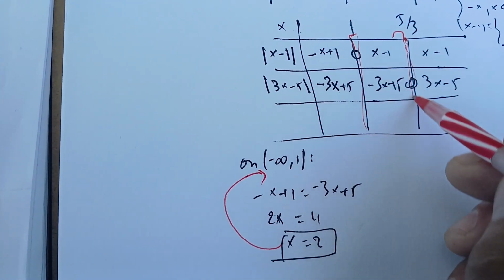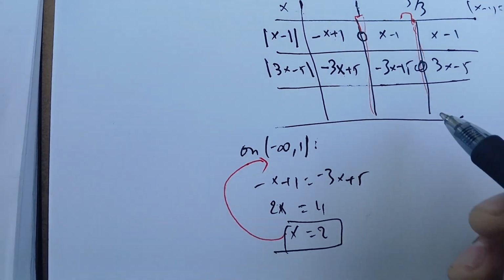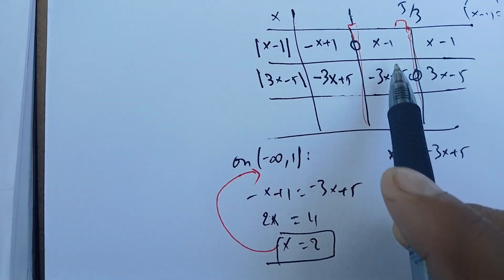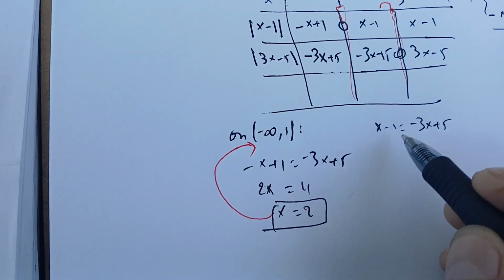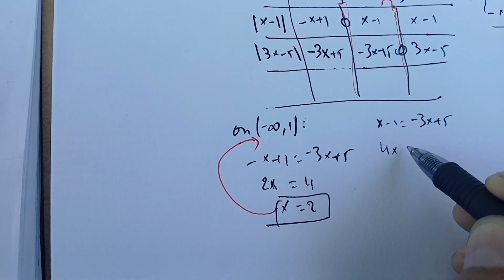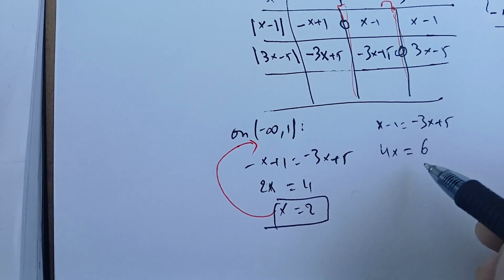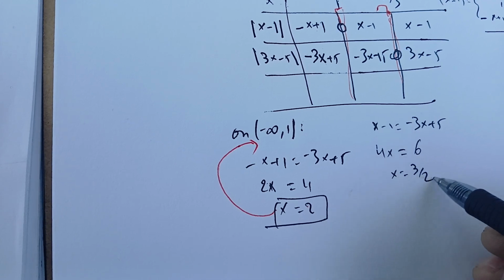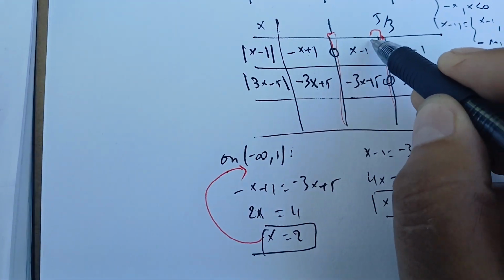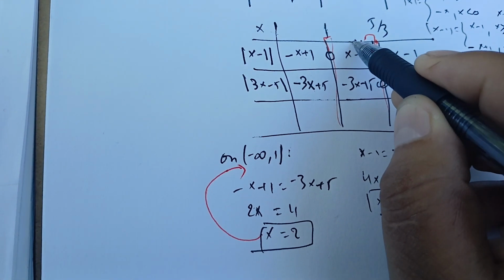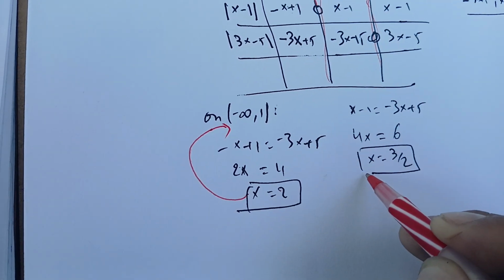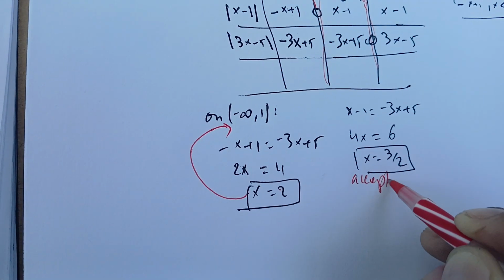Okay? This one here. So now we have x minus 1 is minus 3x plus 5. Any solution must be in this interval. So we add 3x to both sides, we get 4x, and we add 1 to both sides, we get 6. That means x is 3 over 2. 3 over 2 is less than 5 over 3, so it's in this interval. Therefore, this is a solution. So this one is accepted. Okay.